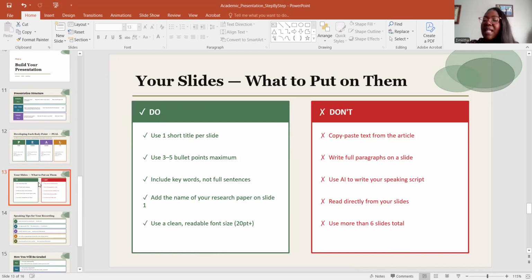Do not use more than 6 slides in total, okay? 6 slides. So you have a cover slide, then you have the name of your research paper, then you look at the 3 points, right? You look at the abstract, the introduction, and the discussion, right? And you do the PEEL method as well.